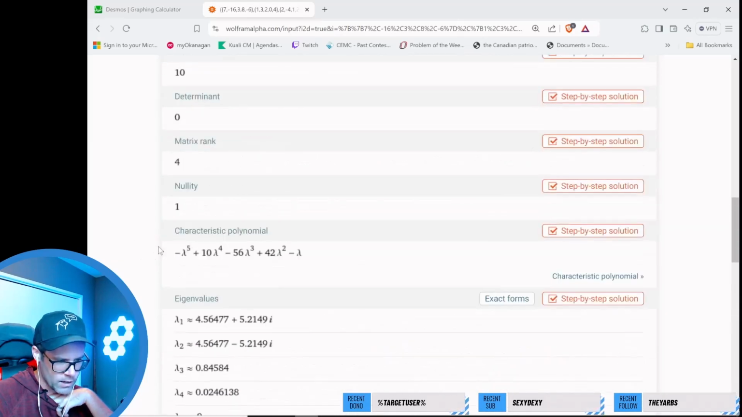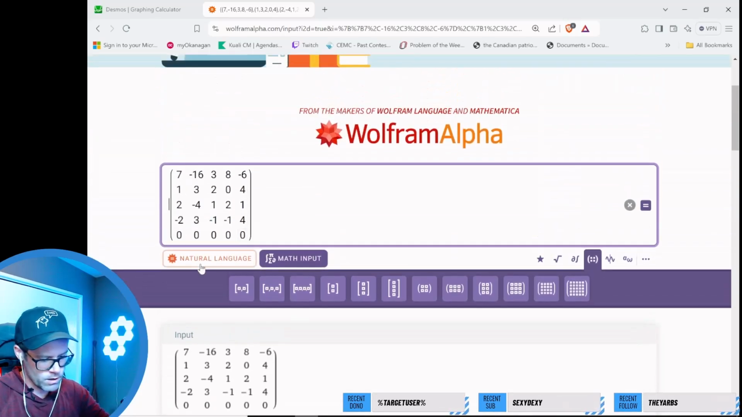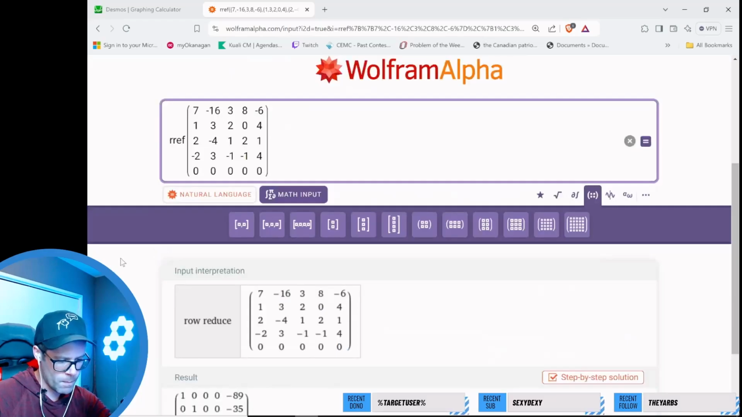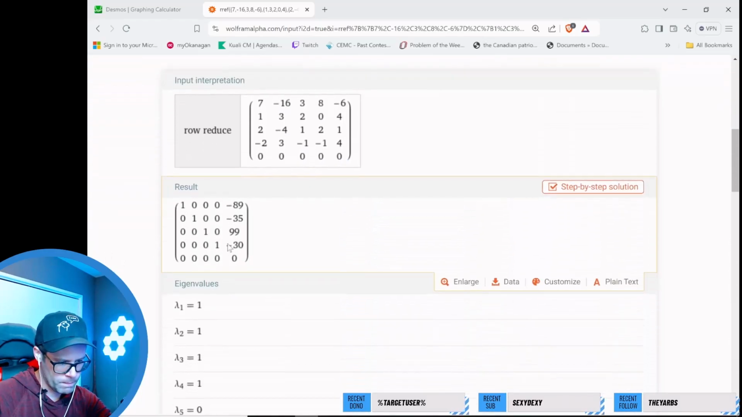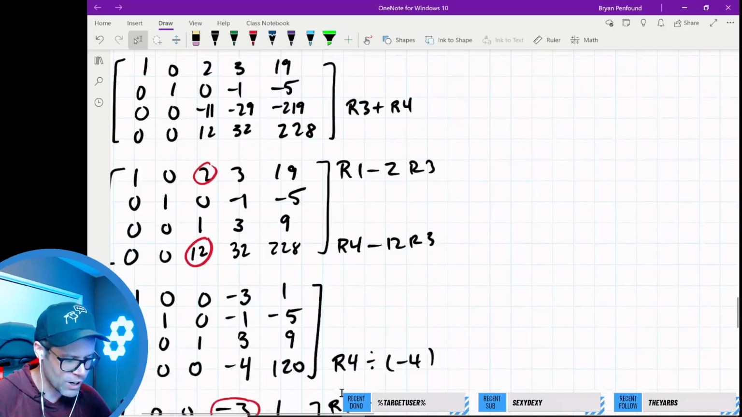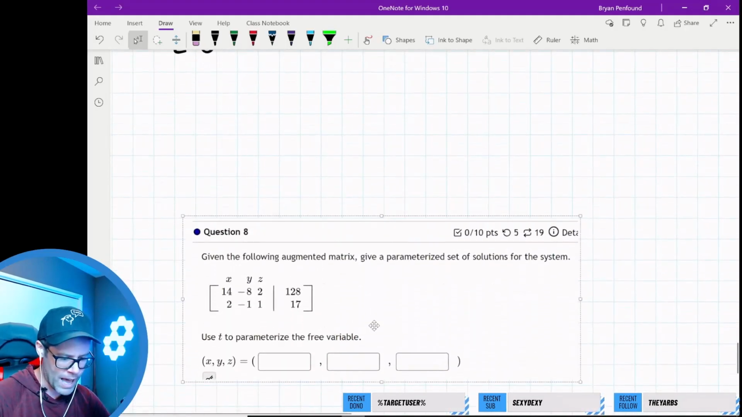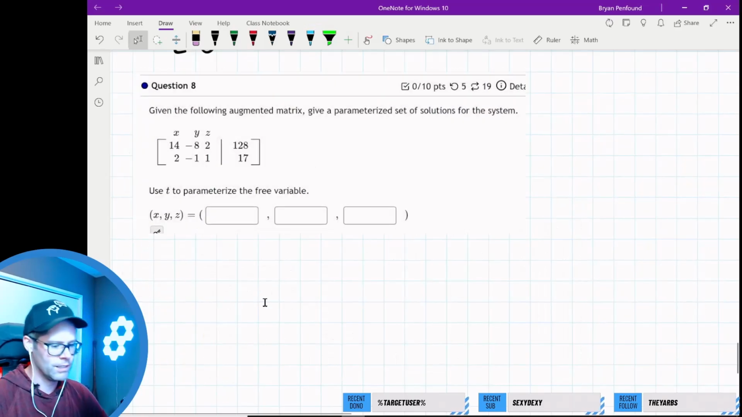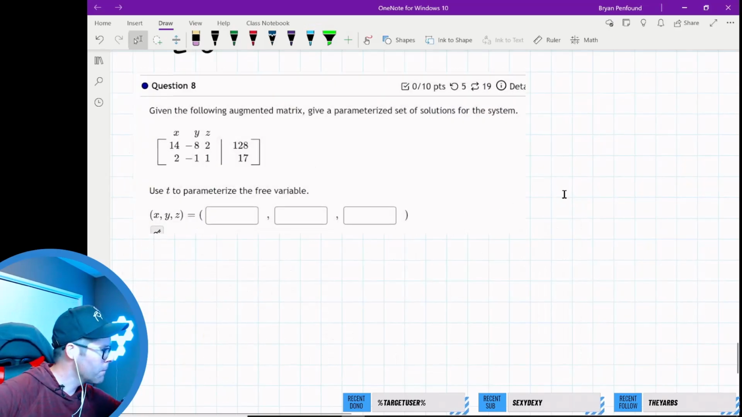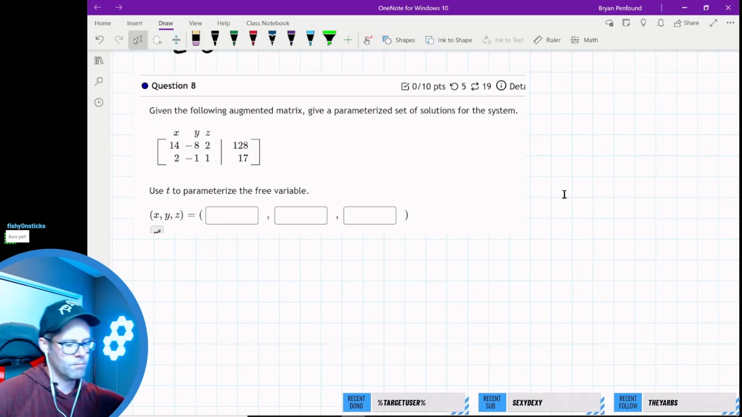Oh gosh, it's diagonalizing but not finding the reduced row echelon form. Please, RREF. Look at that, we did it! -89, -35, 99, -30. Mic drop. There we go, we're good. What a confidence booster. A 4x4 system of equations solved by hand. I am good at my job.